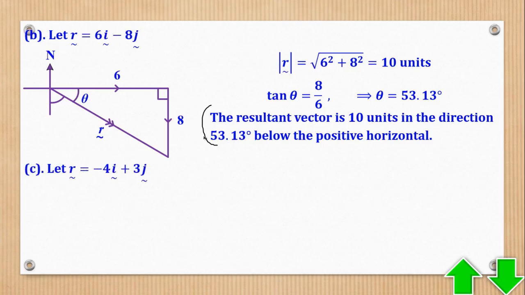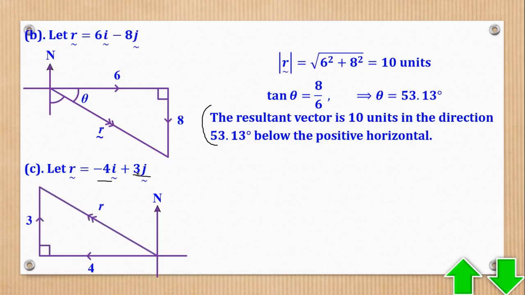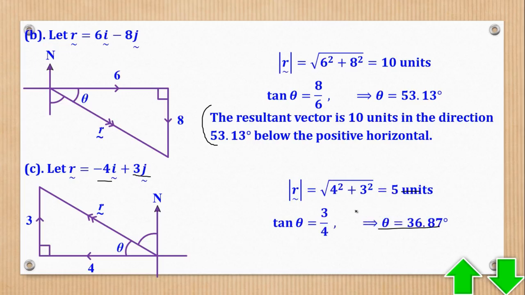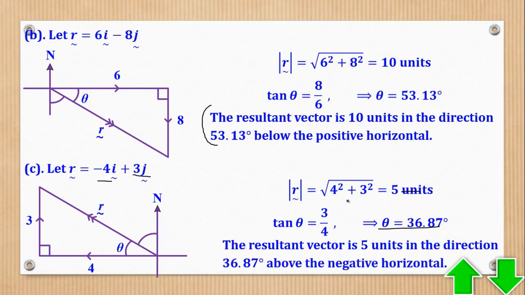Part C, we have a negative horizontal and a positive vertical. So we shall draw a right angle triangle. Horizontal is negative, so it goes to the left. Vertical is positive, so it goes upward. Then you join from start to end to get your resultant. Out of that, you can use Pythagoras theorem to come up with the magnitude and SOHCAHTOA to come up with the angle. Then you can conclude. So I believe by now you are understanding how to get the magnitude and direction, and also how to make a conclusion. This is called a conclusion, and it is very vital in A level.